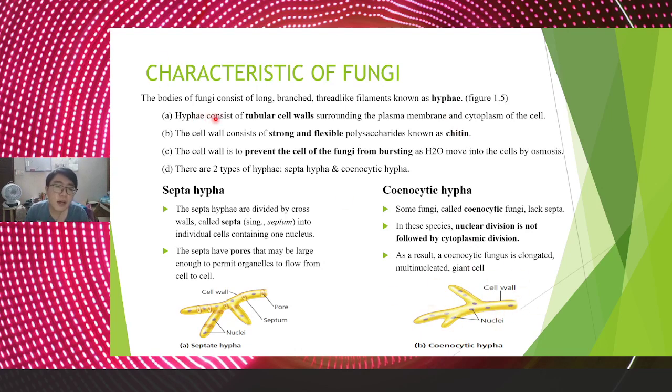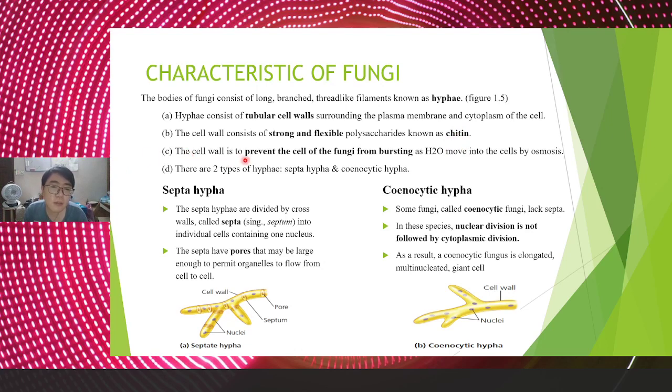Okay, so hypha consists of a tubular cell wall surrounding a plasma membrane and the cytoplasm of the cell. So it has a cell wall, like a plant. And the cell wall consists of a strong and flexible polysaccharide known as chitin. The component that makes the cell wall of fungi is chitin, not cellulose. In protista and plant cells, the cell wall is made from cellulose, right? But for fungi, it is made from chitin. You have to be alert.